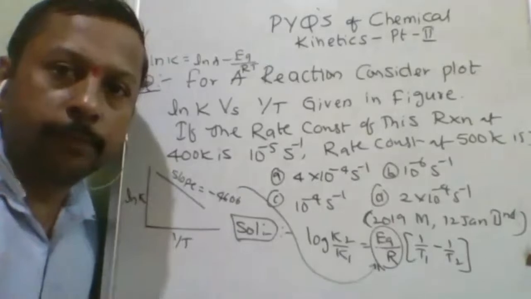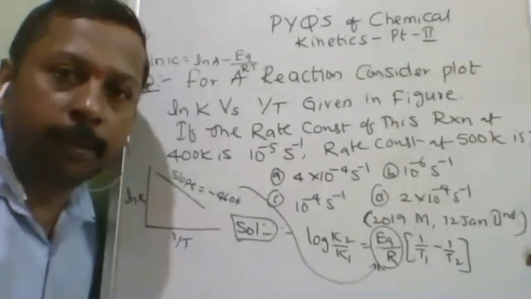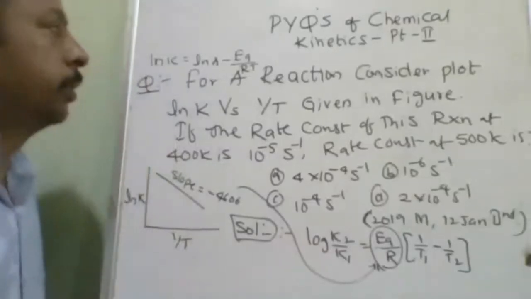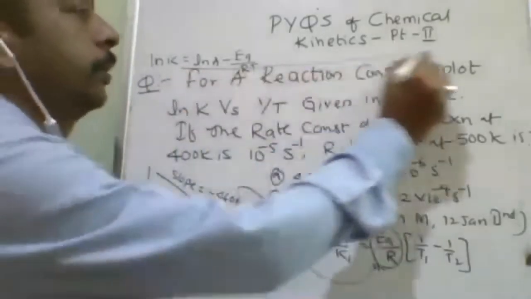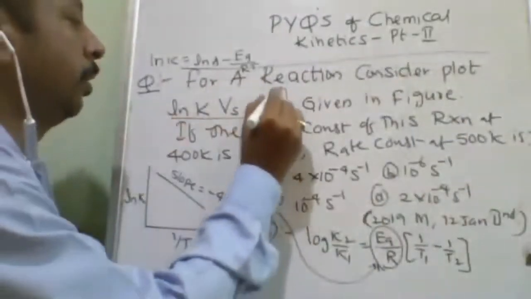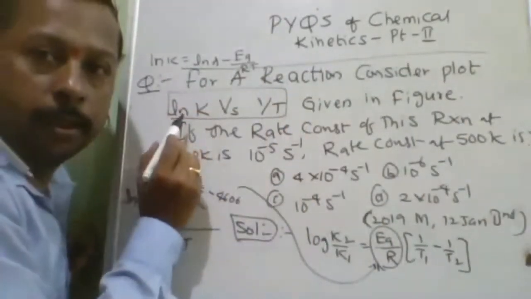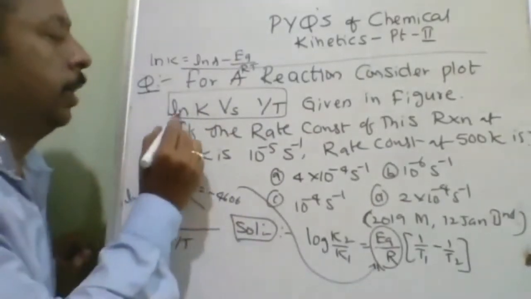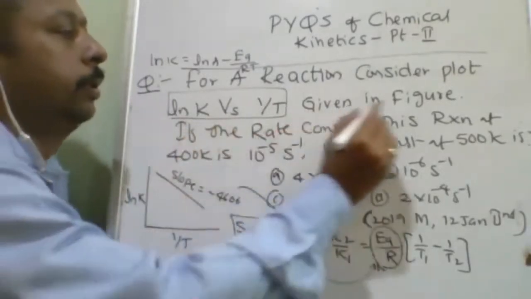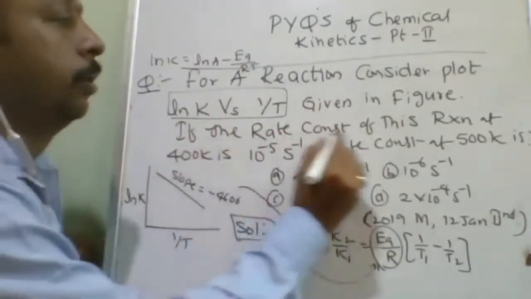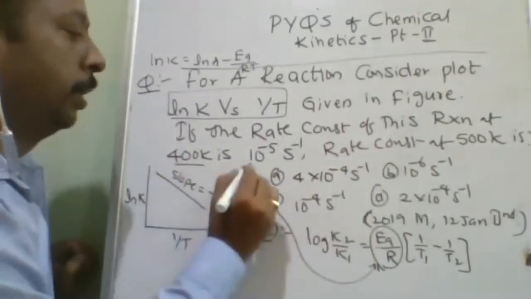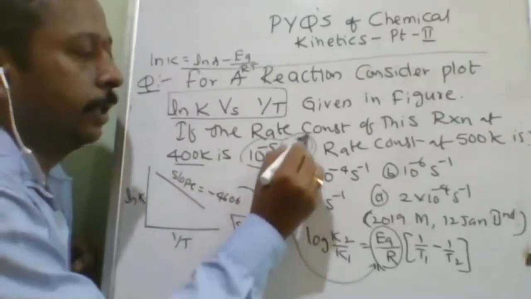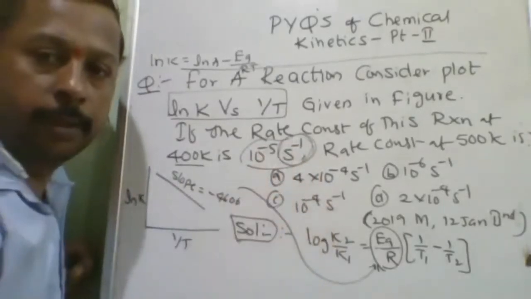Okay, students, this is the first question in the second part of the PYQ, Chemical Kinetics previous year questions. According to this question, for the reaction, consider a plot of ln K versus 1 by T. You have to take care of these words also. Log K, ln K versus 1 by T is given in the figure, and the rate constant for this reaction at 400 Kelvin is 10 to the power of minus 5 second inverse. This second inverse will tell you about what?